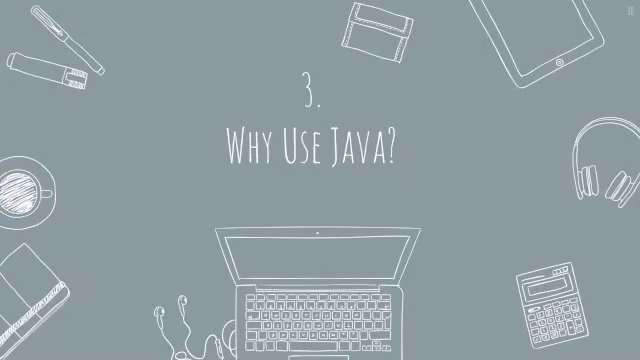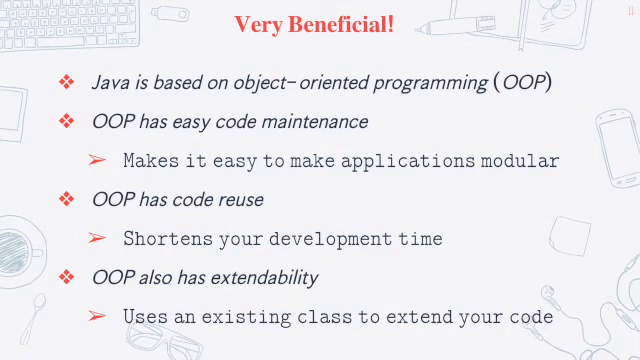Now let's move on to why we use Java. Java overall is based on object-oriented programming, which is also called OOP. Object-oriented programming works by modeling applications on real-world objects. Using this is very beneficial in many ways. It has easy code maintenance, where OOP makes it easy to make applications modular, code reuse, where you get to shorten your development time, and extendability, where you get to use an existing class to extend your code.